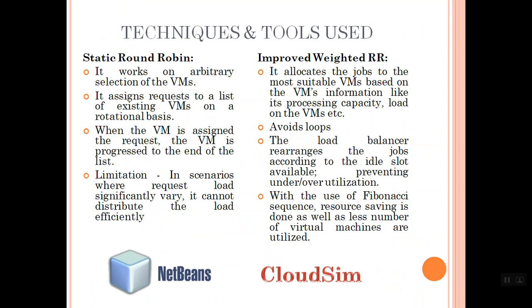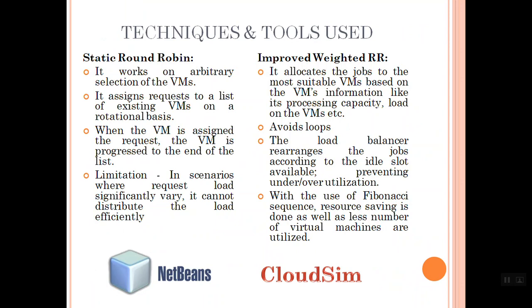Also, I will show this to you as a live project after this presentation. The techniques and tools used: in static round robin, the selection of the virtual machines is done at random. There is a list which is processed at the virtual machine. The limitation of this process is that where the request load significantly increases or decreases, it cannot distribute the load efficiently. So then comes our technique, improved weighted round robin.